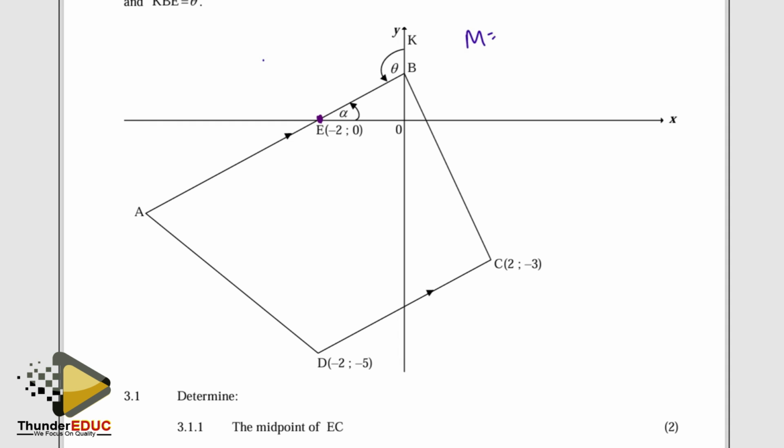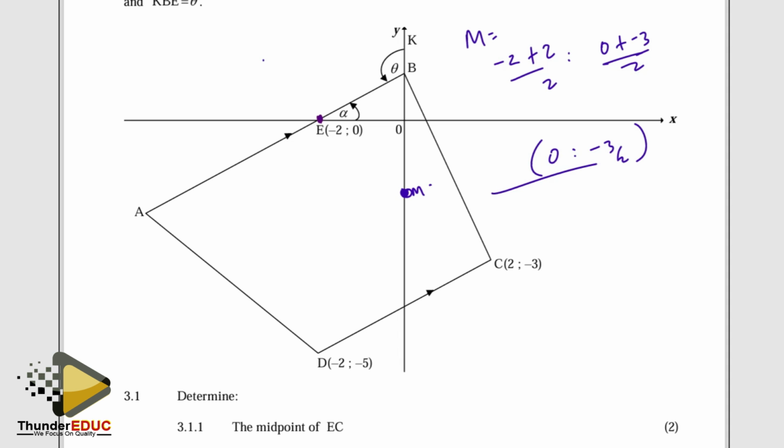Just get the midpoint. You know that midpoint, get the x, negative 2 plus 2 over 2. Okay, do the same with the y. It's 0 plus negative 3 over 2. So which means it's 0 and then negative 3 over 2. So it's somewhere there in between. If I'm to draw that point, that line there. So that is your midpoint.